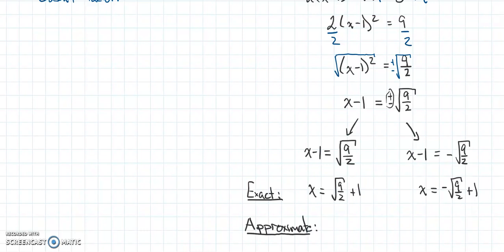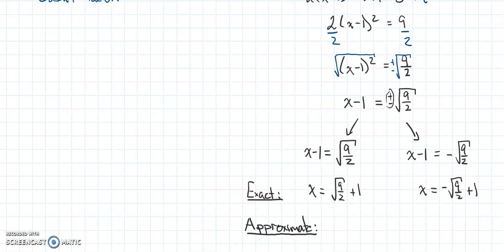The advantage of the exact roots is they're exact. It's the actual correct number. But in this case, the exact root has a square root in it, which makes it hard to see exactly what that number is. If you take the square root of 9 over 2, you just put that into your calculator, and then add 1.